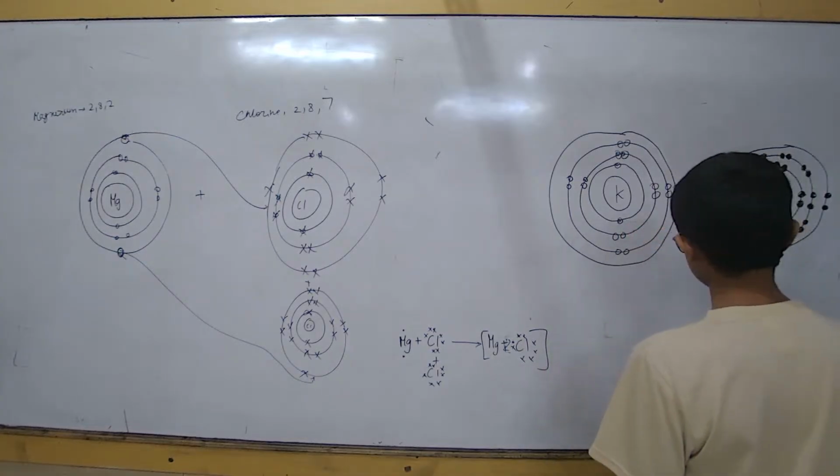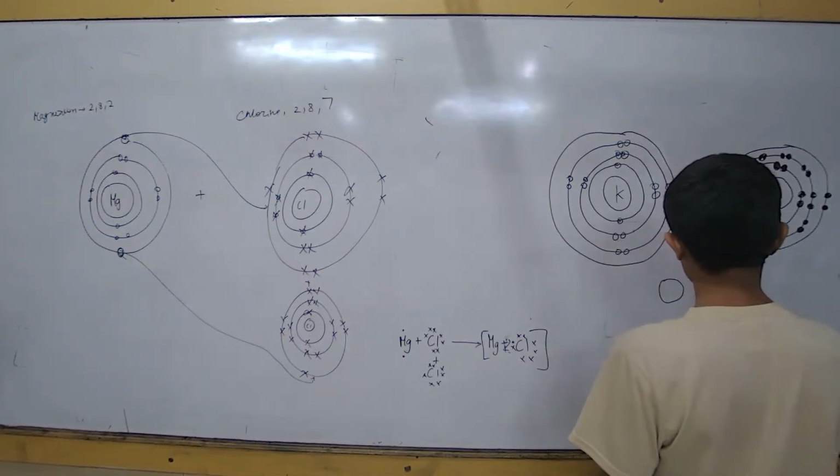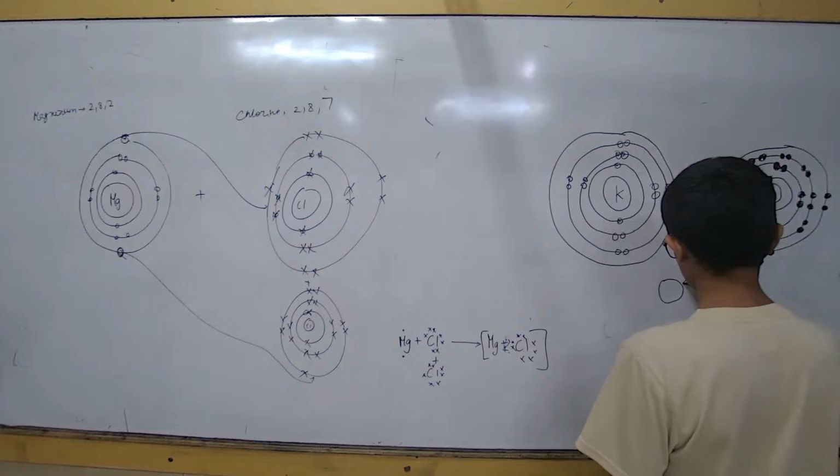You come for chlorine now. You take a little box bracket only for chlorine, don't take it for Mg. The 2 is meant for chlorine. Yeah, yeah.